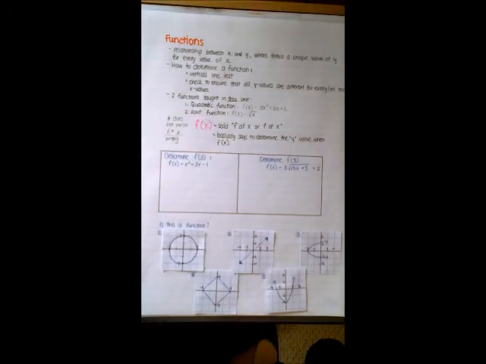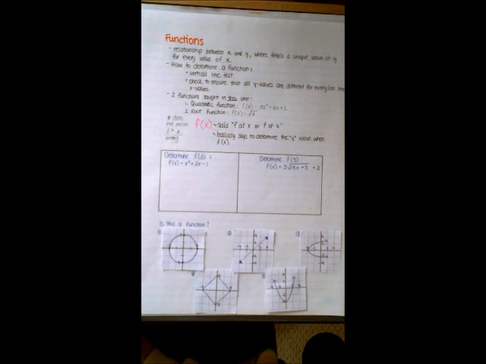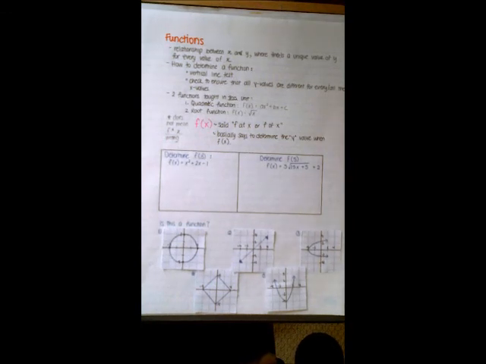So we're going to continue on by reviewing the functions part of the unit. Functions is the relationship between x and y, where there's a unique value of y for every value of x. We can determine a function by doing the vertical line test, or checking to ensure that all the y values are different for every x value. There were two types of functions taught in this unit, which were the quadratic functions and the root functions.